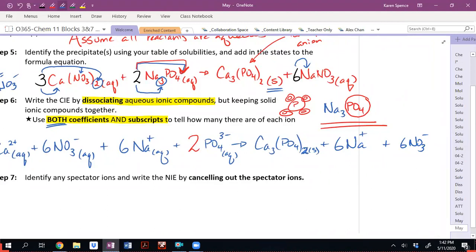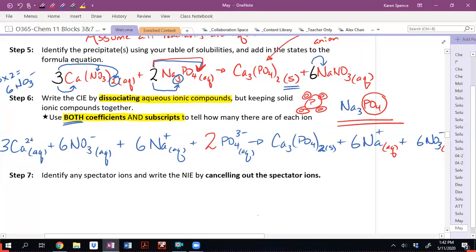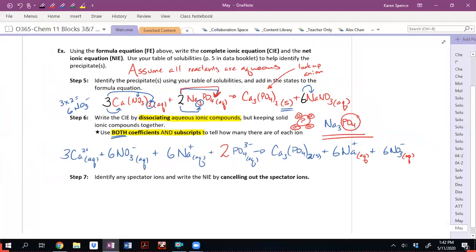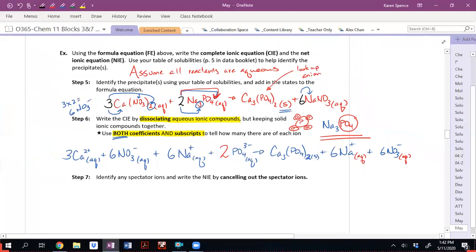What we're missing over here is actually the states. You have to include them, okay? Because it tells you whether you're separating them or keeping them together. Okay, and finally, we are going to identify our spectator ions. Can you see anybody who does not change from one side to the other? Which ions do not change?